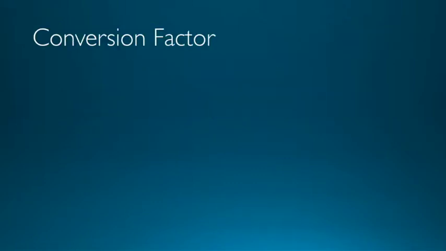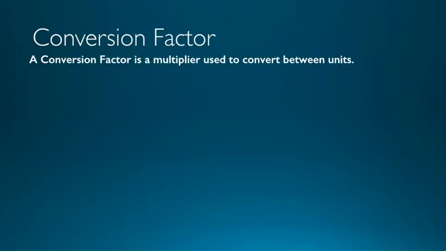Now let's talk about using conversion factors. A conversion factor is a multiplier used to convert between units. In conversion factor, we see the word factor, and a factor is a number that we multiply. In the definition, you see the word multiplier. So again, we must be multiplying. This conversion factor is going to be something we multiply to help us convert between two different units.